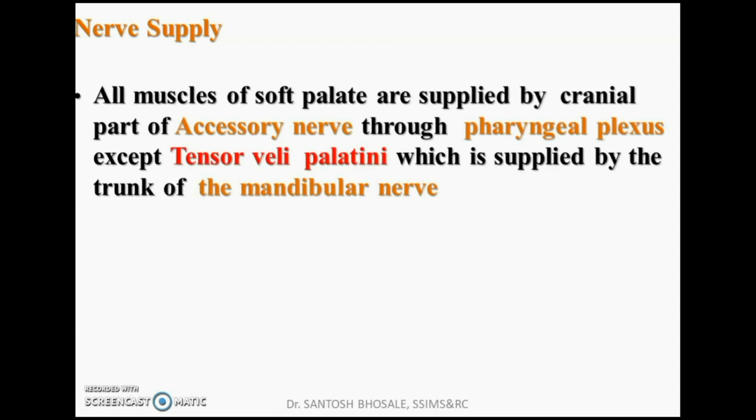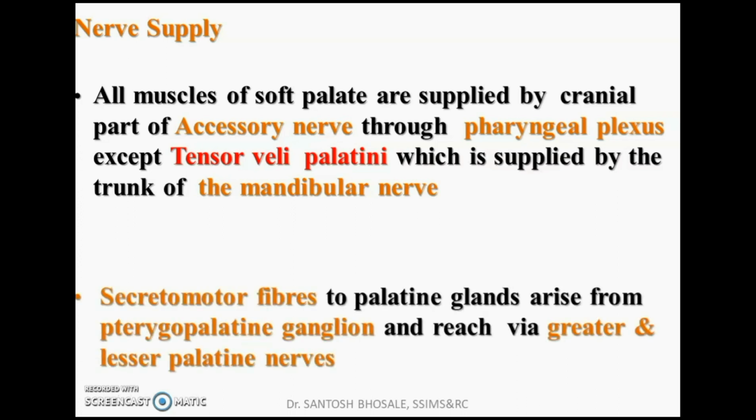And coming to nerve supply, all the muscles of the soft palate are supplied by the cranial part of the accessory nerve through the pharyngeal plexus except tensor veli palatini. Why? Because it's a derivative of the first arch, so it should be supplied by the mandibular nerve.